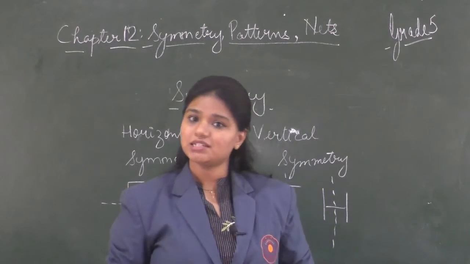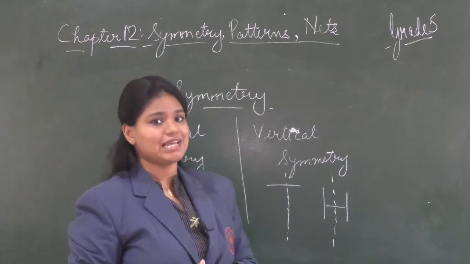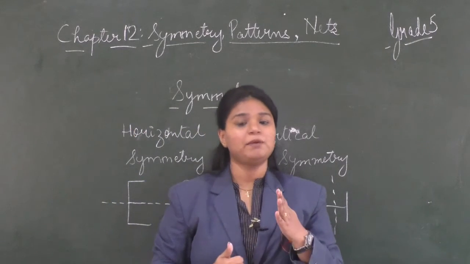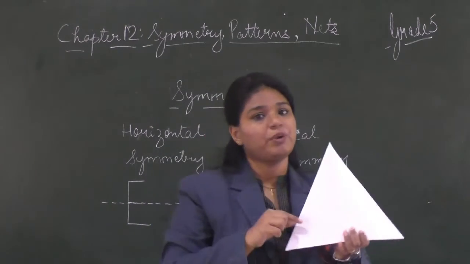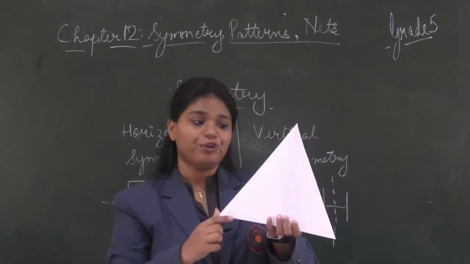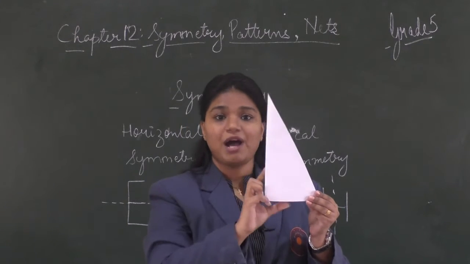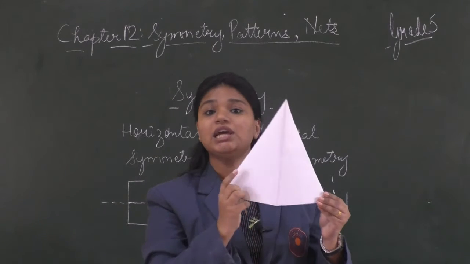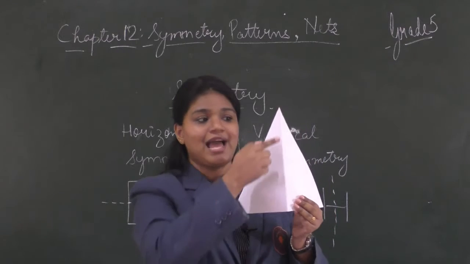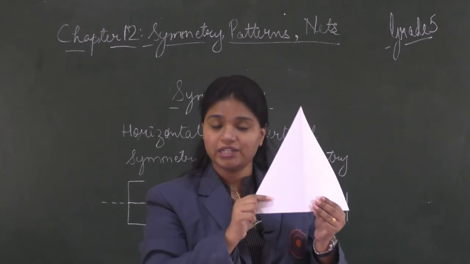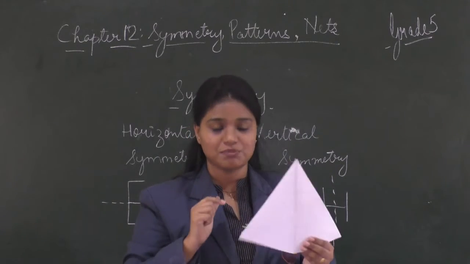So students, let's learn about symmetry. When do we say that an object is in symmetry? We say that an object is in symmetry when one part is identical to the other part. Now look, here we have a triangle. Now if I fold this triangle into two parts, one part is exactly identical to the other part. So I can say that this triangle is in symmetry, and the line that divides the object into two parts is known as the line of symmetry or axis of symmetry.